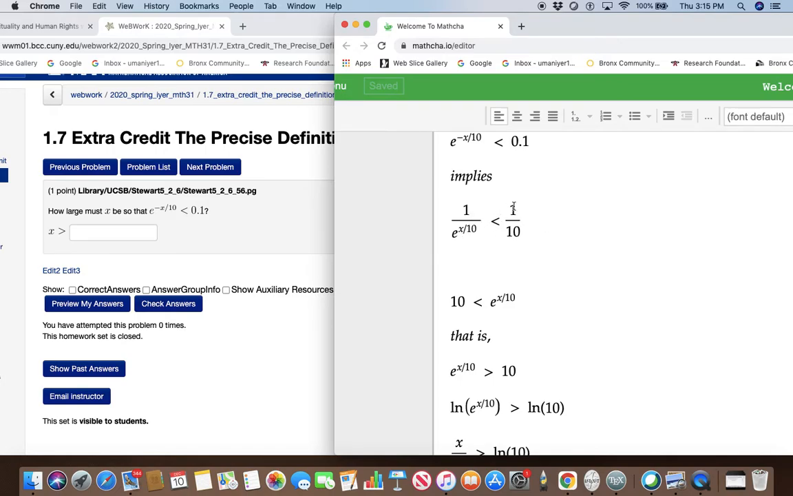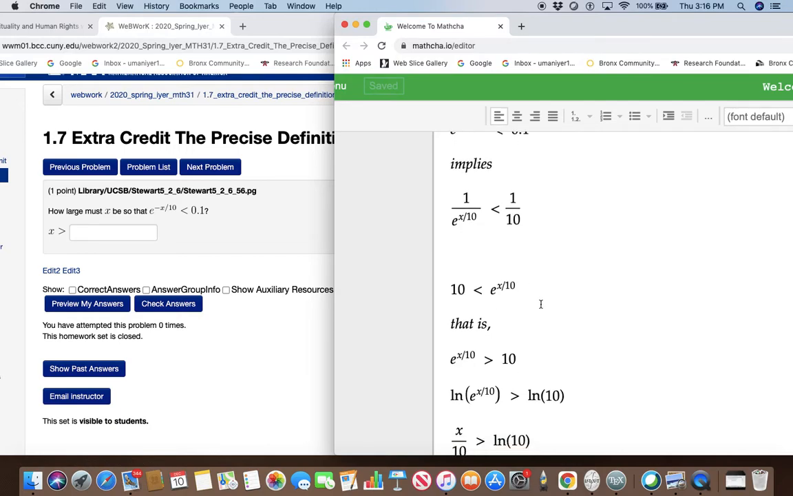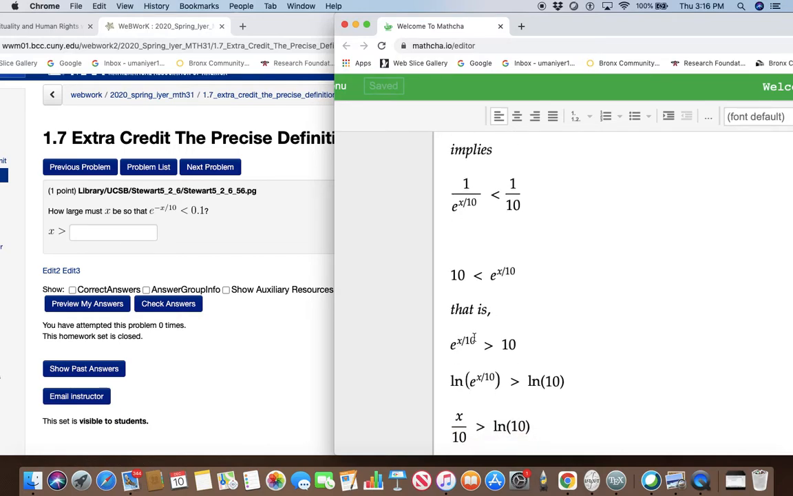Another way of thinking about it, cross multiply. Remember, when you cross multiply, the numerator side stays on its side. In other words, this times this goes here, this times this goes here. I'm making a fuss about this because the inequality has to be respected. All right, 10 is less than e to the power x by 10. What does that mean? e to the power x by 10 is greater than 10. You see, I flipped it, so the inequality changed.